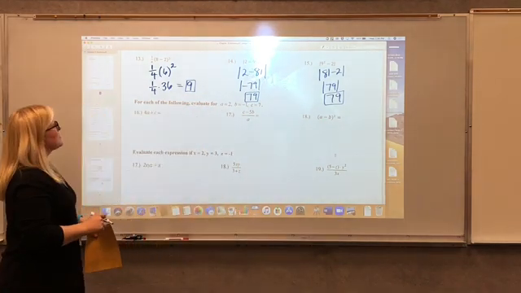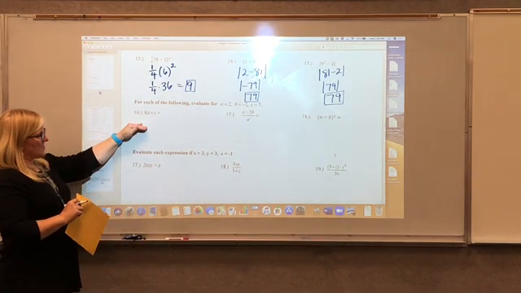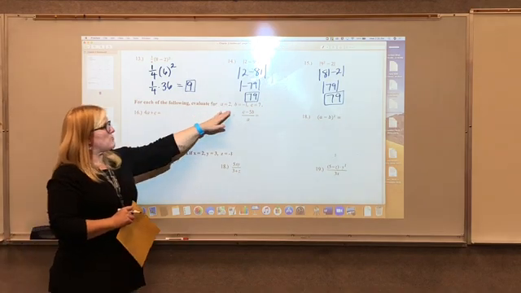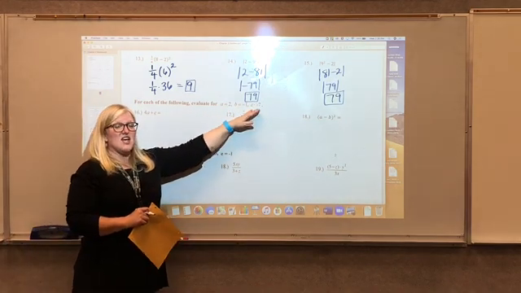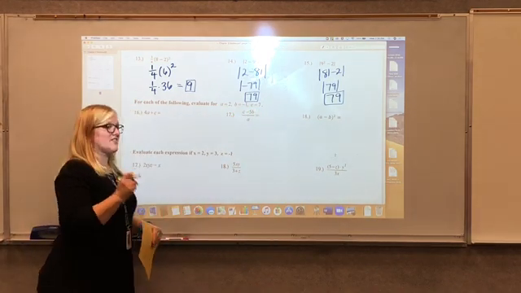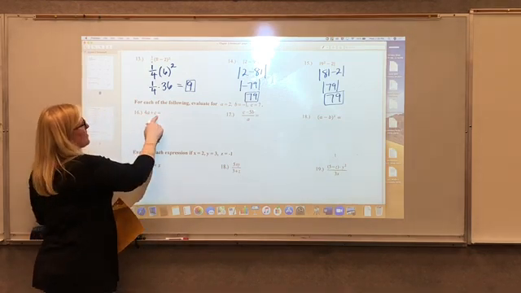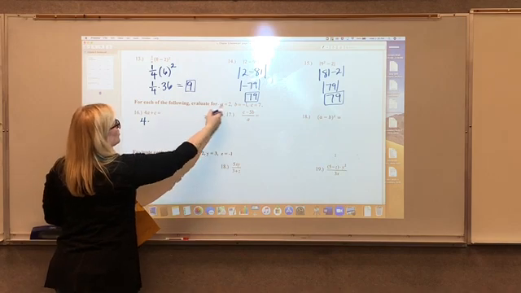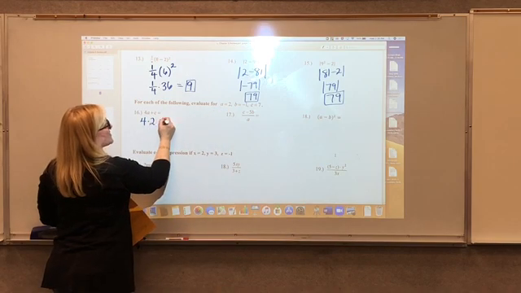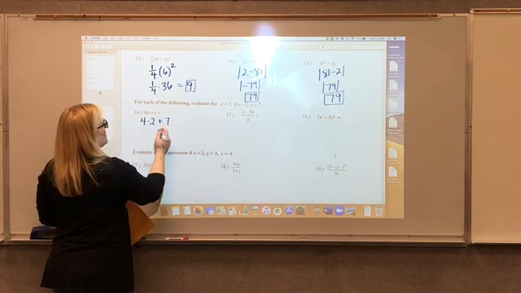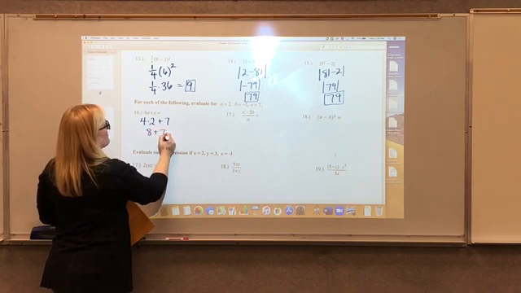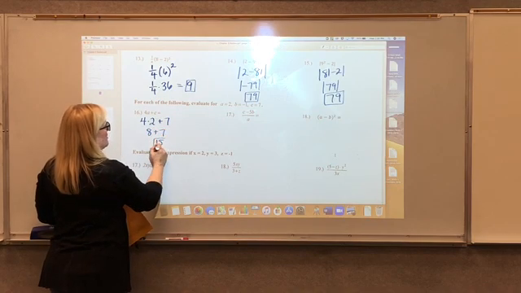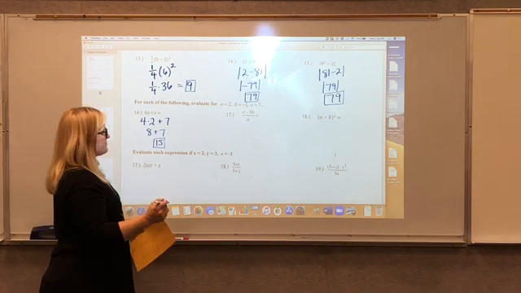All right, so now we move on to this next part. A is 2, B is negative 1, C is 7. So I need to substitute those in first. So 4A plus C is really 4 times 2 plus C is 7. So that's 8 plus 7 gives me 15.